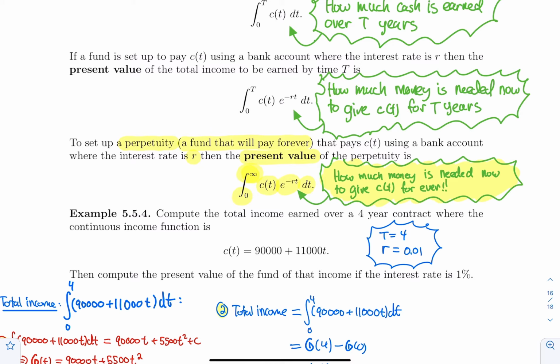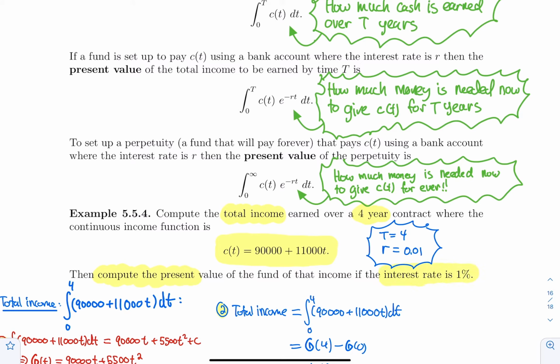Again, let's just do an example to assimilate these three integrals. All right, let's compute the total income earned over a 4-year contract where the continuous income is given by c(t) equal to 90,000 plus 11,000t, and then compute the present value of the fund in order to give out. Basically that's c(t), if you have access to a bank account where the interest rate is 1%.